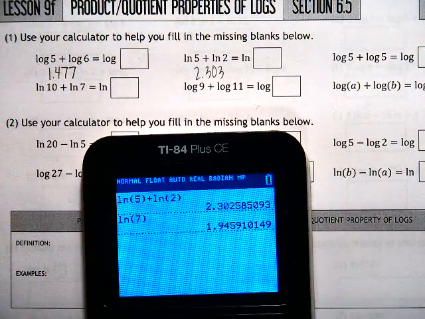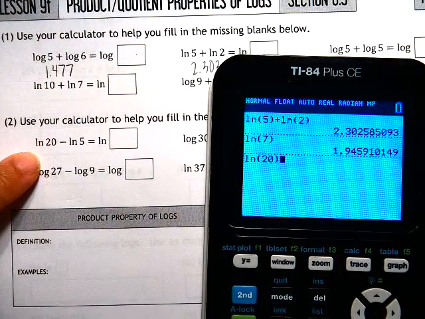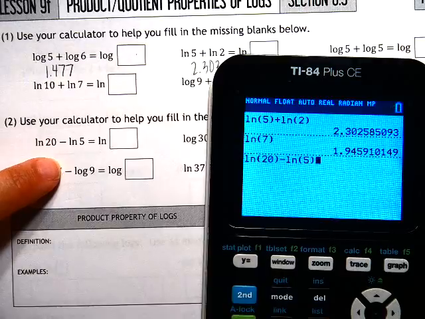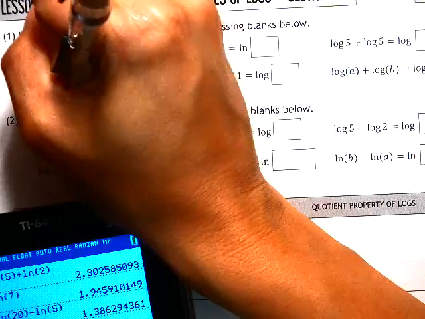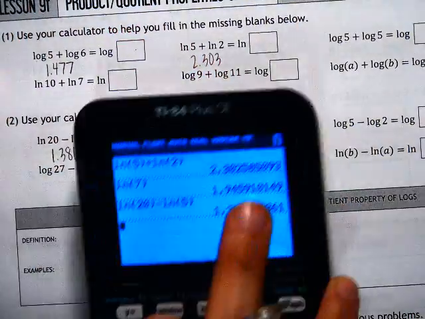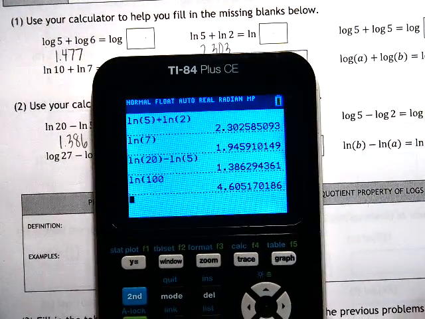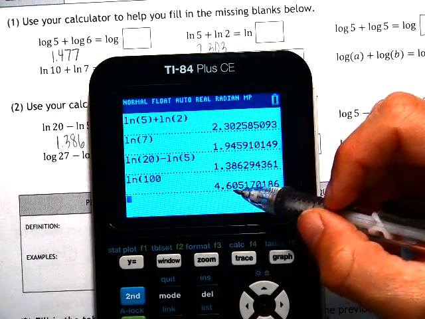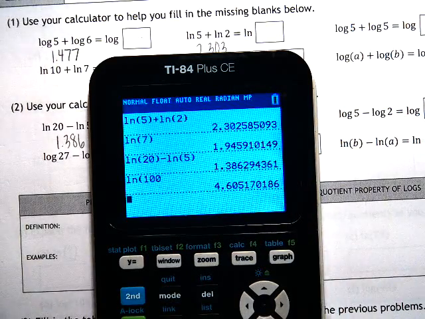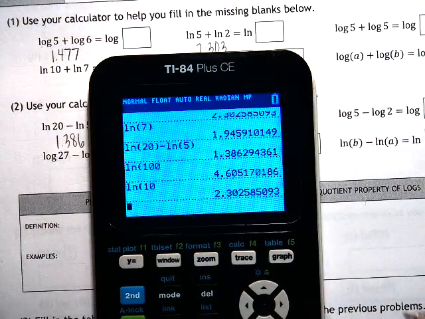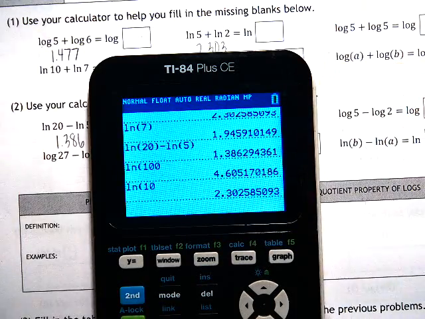Same thing goes for question number 2. You're just going to be subtracting. So natural log 20 minus natural log of 5. That one is 1.386. And you're going to ask yourself, okay, well, what could work? Natural log, I don't know, like 100? Oh, that's way too big. 4.60, and I needed 1.38. That's way too big, so I'm going to have to try much smaller numbers. 2.30, and I needed 1.38. So again, I need to go even smaller.